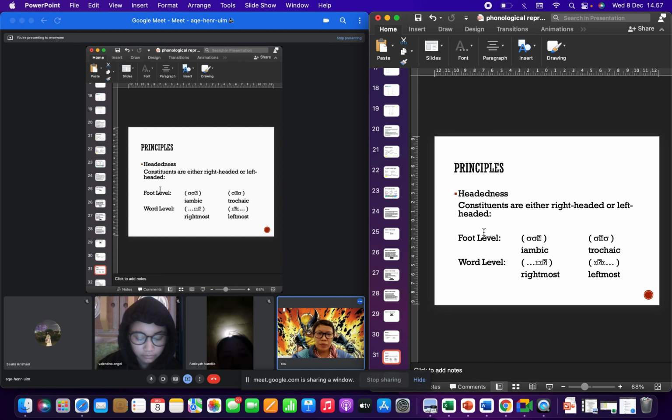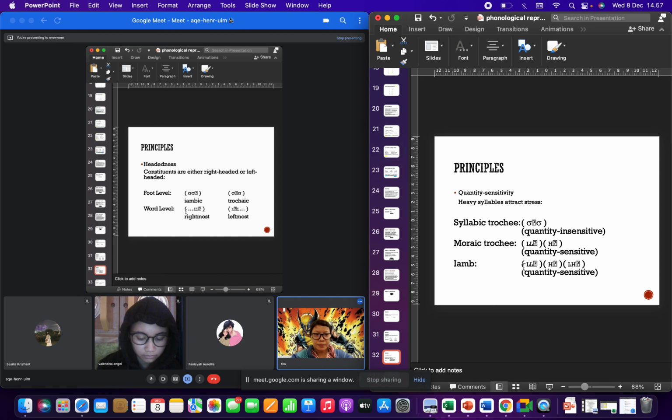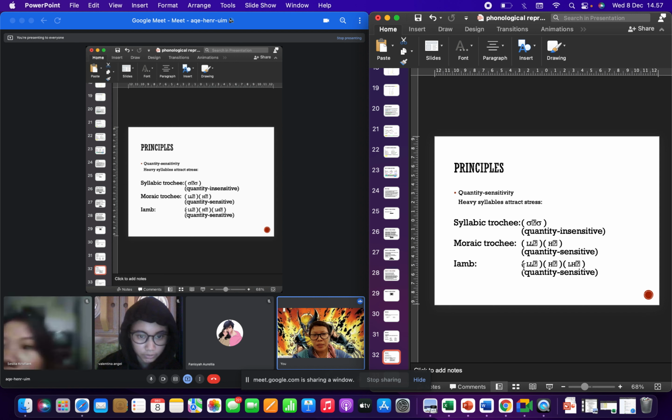Now, and then we have headedness. Here, the constituents are either right-headed or left-headed. If it is at the foot level, for example in this word, we only have two syllable nodes, and if it is at the word level, we can see it from our rightmost or from our leftmost. And then the quantity sensitivity occurs as the heavy syllables attract the stress. Remember that the stress is always found in the heavy syllable.